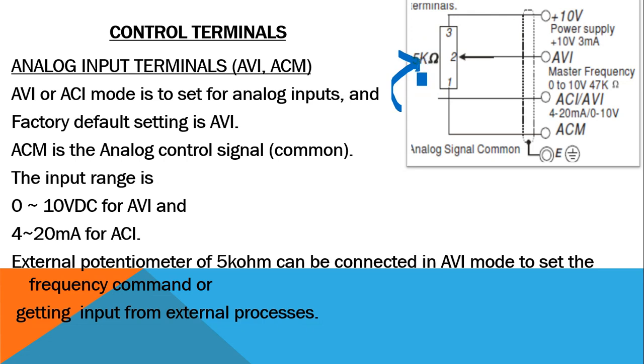If the potentiometer is set to 0, it will be running at 0 speed. If it is put in the 5 kilo ohm range, it will be running at the maximum speed. If it is in the mid part, the speed also will be mid. Practically, AVI takes 0 to 10 volt DC, and ACI takes 4 to 20 milliampere from the external processes.